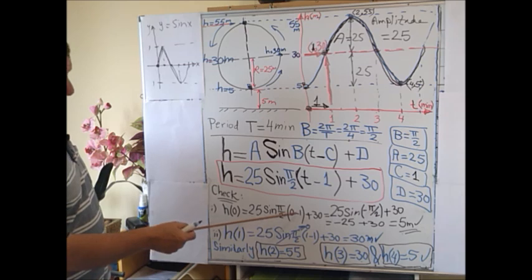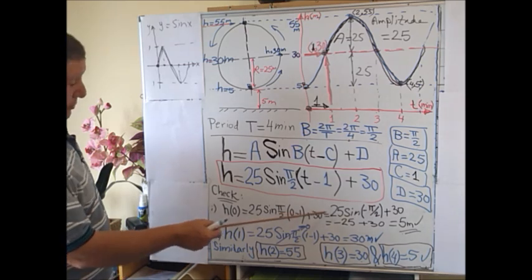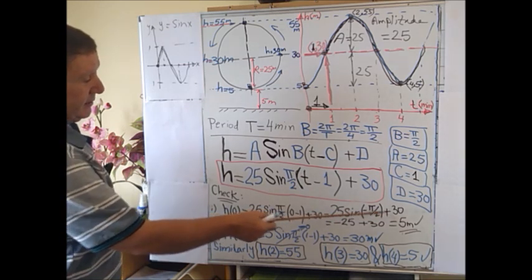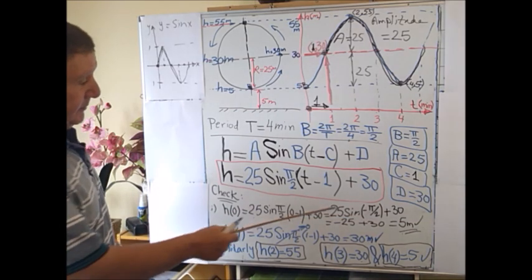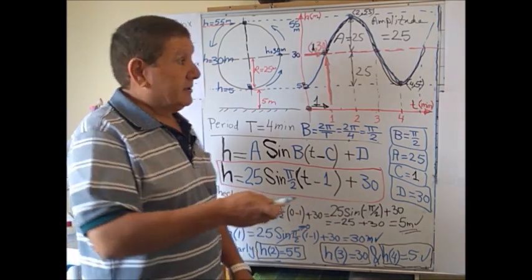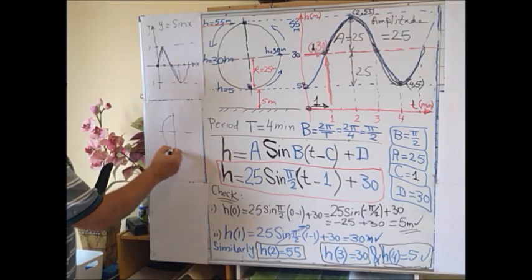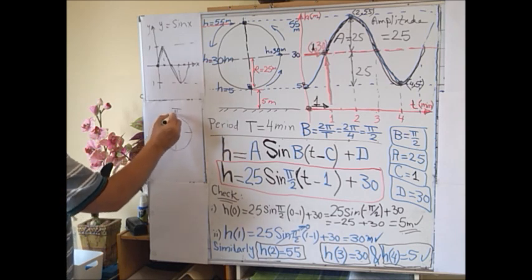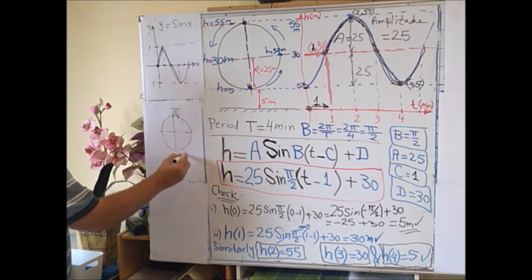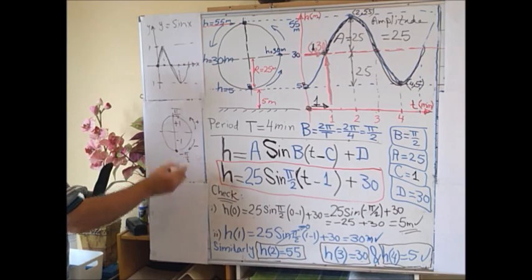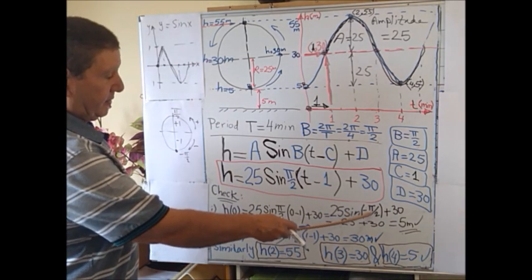Now, pi over 2 times minus 1 is minus pi over 2. So we get 25 sine of minus pi over 2 plus 30. Now what's sine of minus pi over 2? As you know from the unit circle, this is plus pi over 2 and this is minus pi over 2, because if you're going this way, the angle is negative, and if you're going this way, it is positive. Here it is plus 1, here it is minus 1. So sine of minus pi over 2 is minus 1.